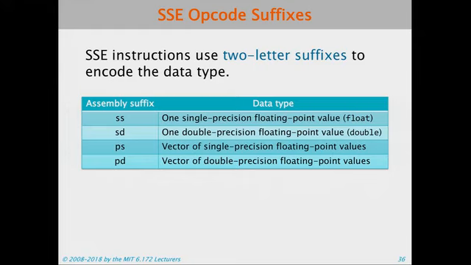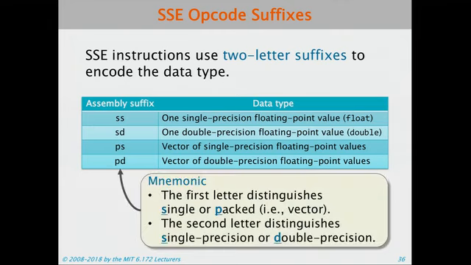Once again, they're using a suffix. The SD in this case is a double precision floating point. The other option is that the first letter says whether it's single, i.e. a scalar operation, or packed, i.e. a vector operation. And the second letter says whether it's single or double precision. So when you see one of these operations, you can decode, oh, this is operating on a 64-bit value or a 32-bit floating point value, or on a vector of those values.